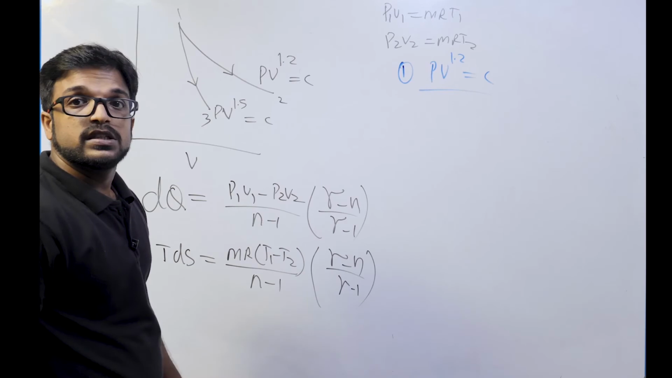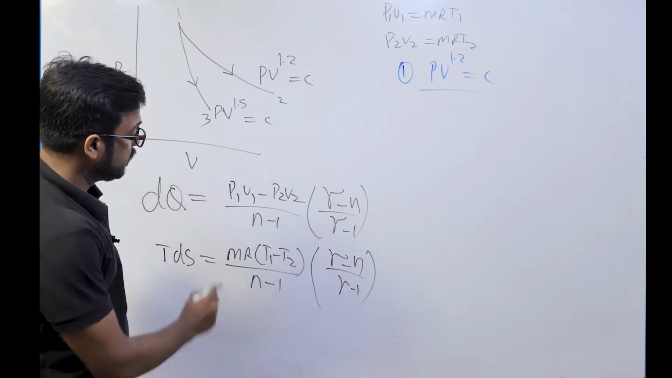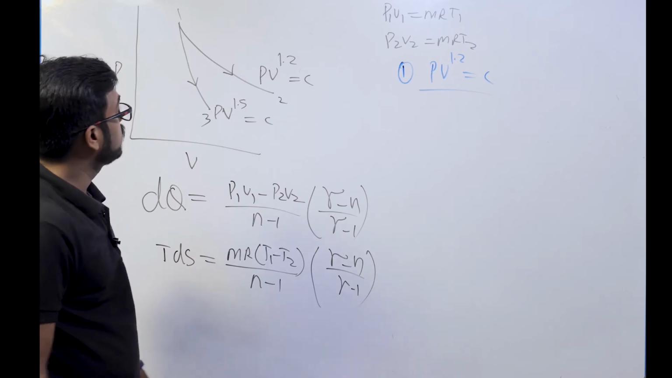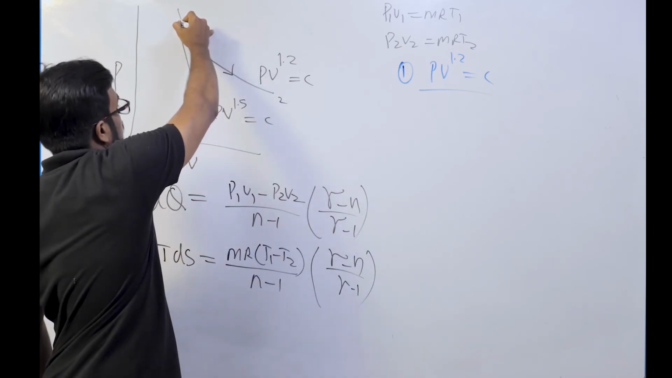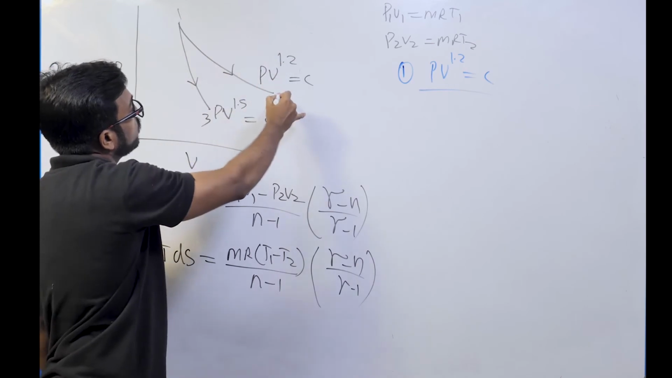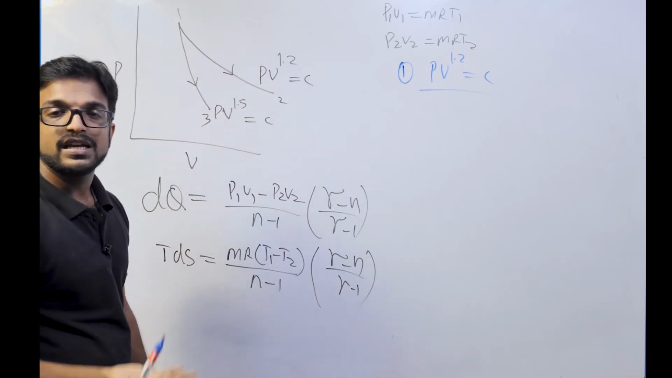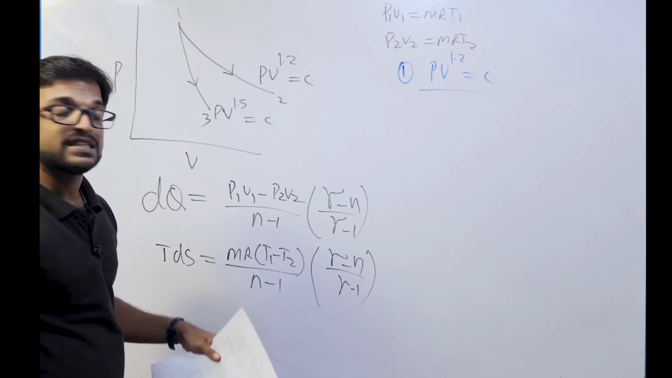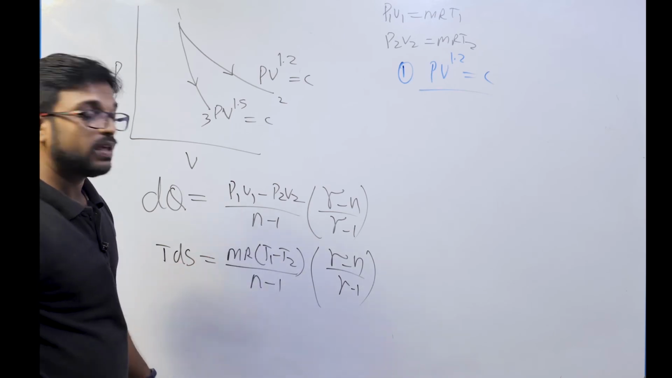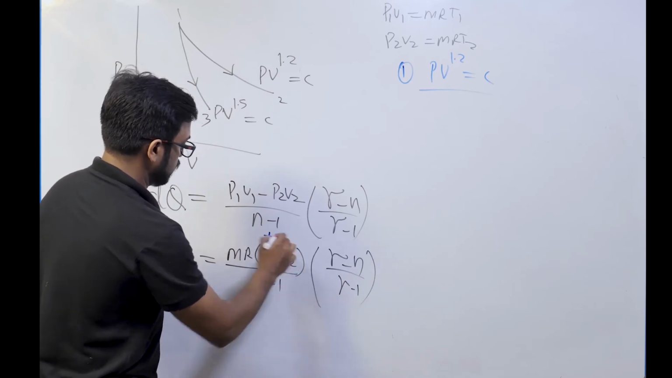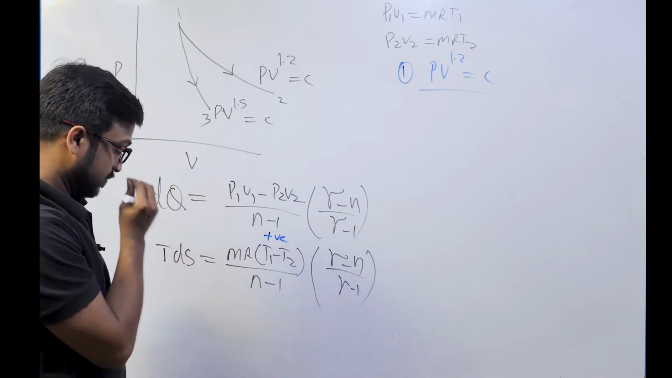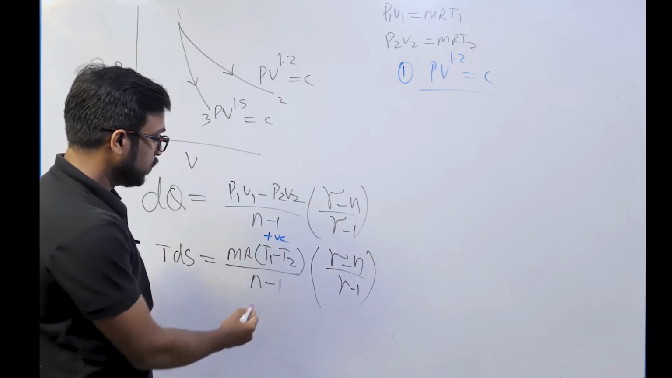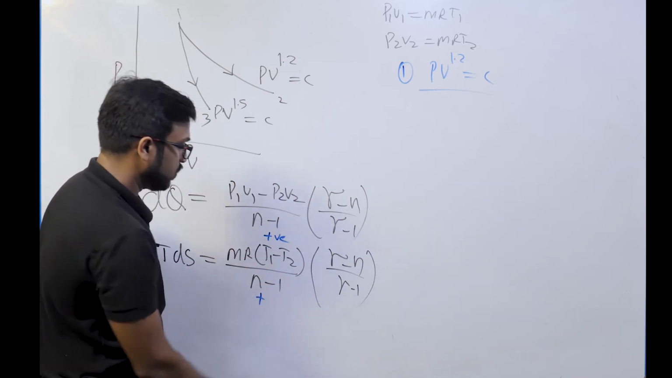For the first process, if you look at this equation, T1 minus T2, is that a positive quantity or negative quantity? See, T1 will be here, T2 will be here. You know that it is an expansion process. T2 will be less than that of T1, right? I told you that in an expansion process, temperature decreases. So T1 minus T2 is going to be a positive quantity. Okay. Now, n minus 1. n is nothing but 1.2. 1.2 minus 1 is nothing but again a positive quantity.